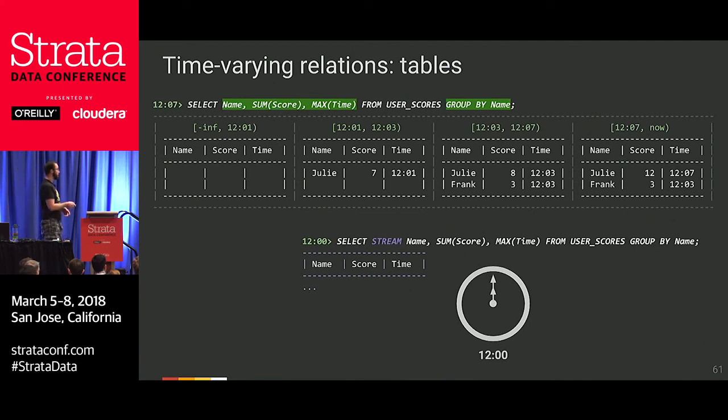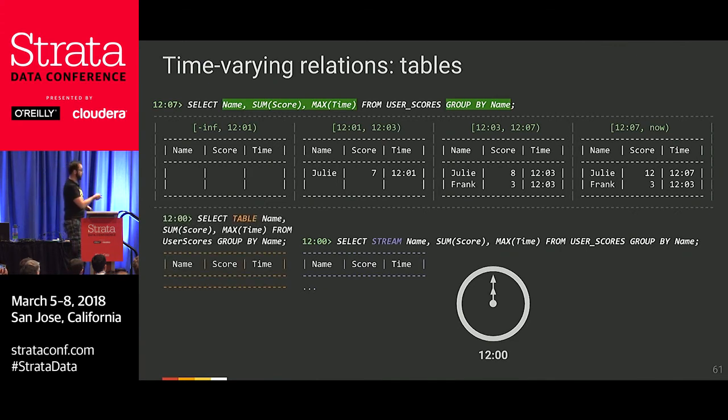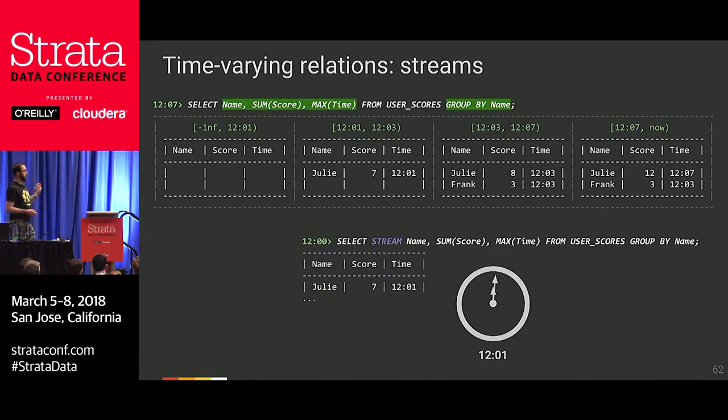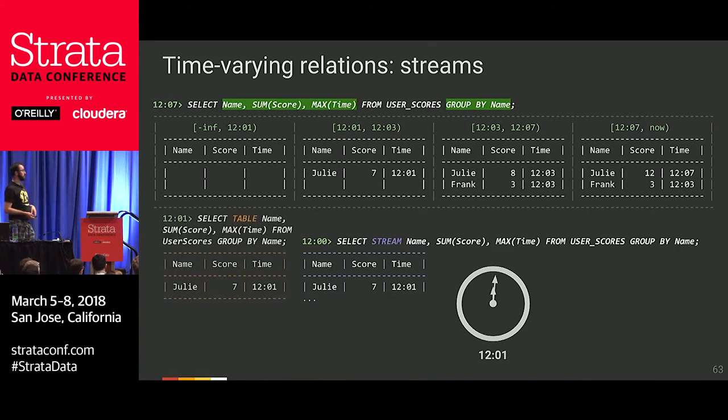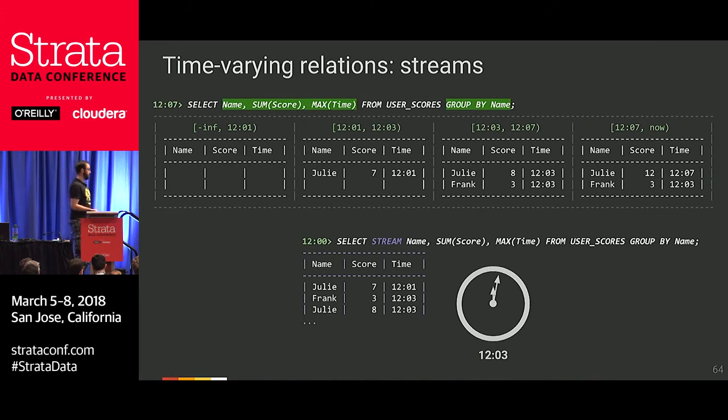Well, if we query the stream at 12 o'clock, it looked like this, which is relatively similar to querying the table, right? They're both basically empty. The main difference here being that we've got this ellipsis indicating that you've queried a stream, and there's more to come. And if we advance time to 12:01, Julie's score is going to show up. If we compare that to the table, again, it looks basically the same. But if we advance a little more, things start to look interesting.